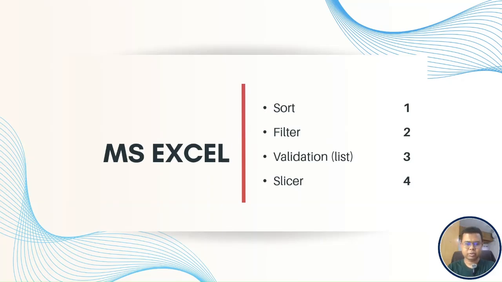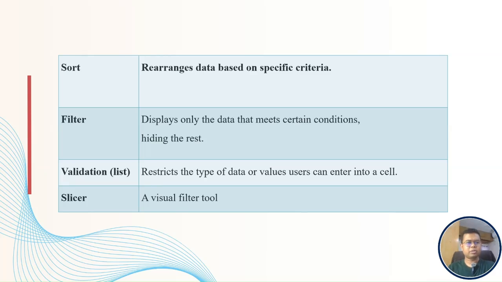Okay, so first of all, we need to know what is sort, what is filter, validation, and slicer. So let's go. So sort, what is sort? Sort basically arranges the data based on your specific criteria. How we can do it, we'll practice. On the other hand, what is filter? Filter displays only the data that meets the criteria or condition you want, hiding the rest of the data.